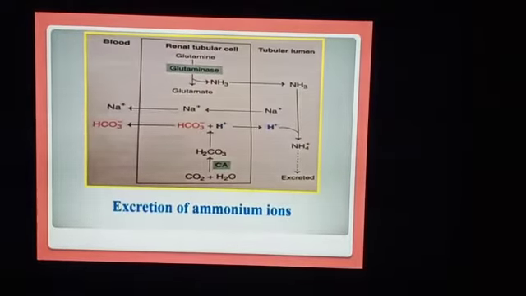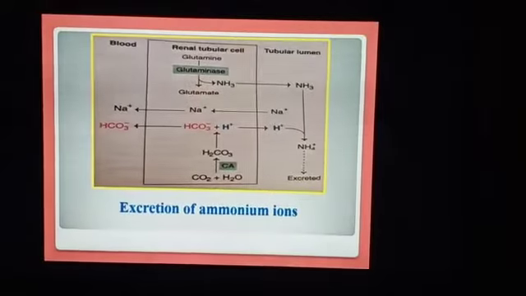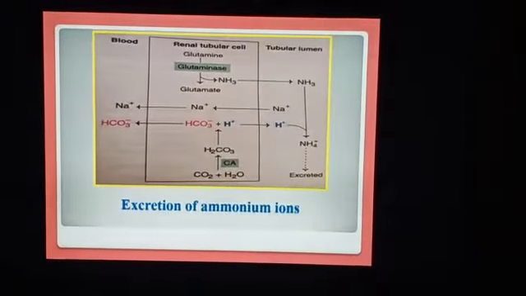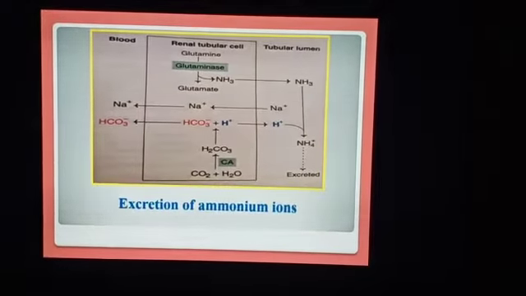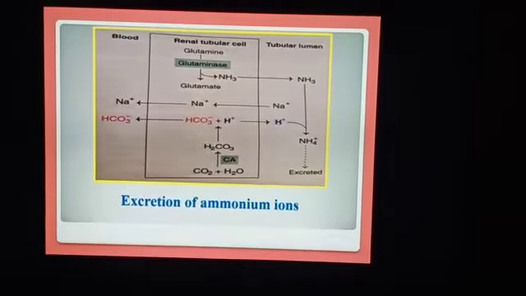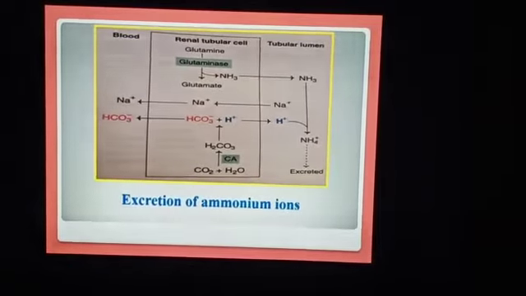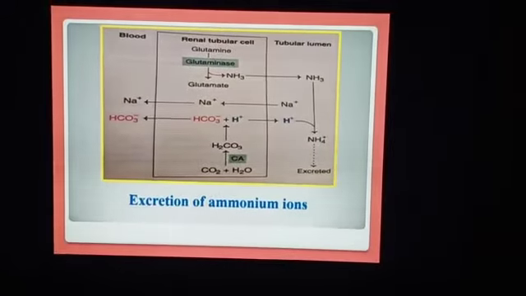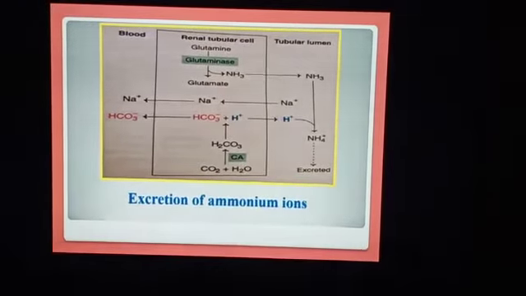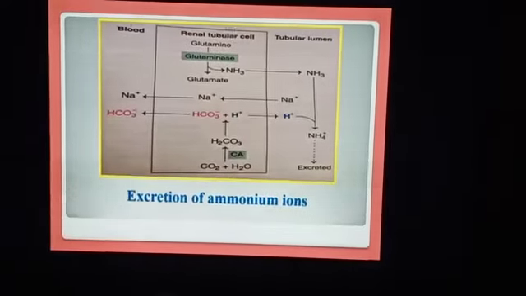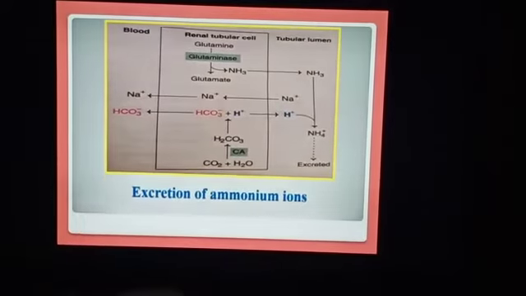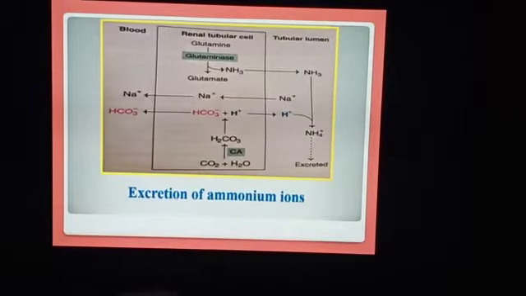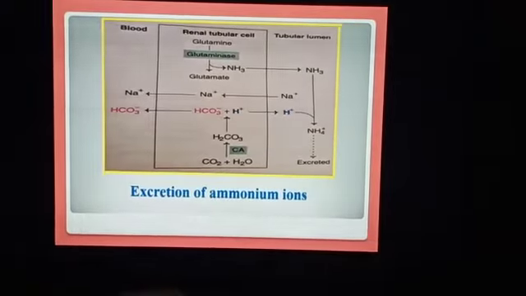Here, in the excretion of ammonium ions, glutamine is deaminated to glutamate by the enzyme glutaminase, and it produces ammonia and glutamate. And this ammonia combines with H plus. Where this H plus is formed, again carbonic acid forms from CO2 and water with the enzyme carbonic anhydrase. This carbonic acid again dissociates into bicarbonate and H plus ions. That H plus ion enters into the tubular lumen in exchange for sodium, whereas sodium associates with bicarbonate and is again reabsorbed into the blood.